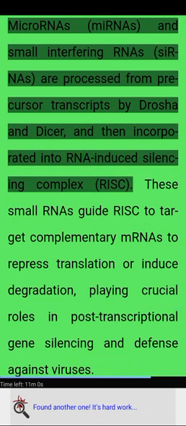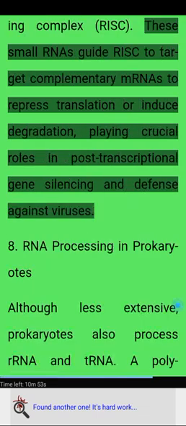7. Small RNA processing, miRNAs and siRNAs. MicroRNAs (miRNAs) and small interfering RNAs (siRNAs) are processed from precursor transcripts by Drosha and Dicer, and then incorporated into RNA-induced silencing complex, RISC. These small RNAs guide RISC to target complementary mRNAs to repress translation or induce degradation, playing crucial roles in post-transcriptional gene silencing and defense against viruses.